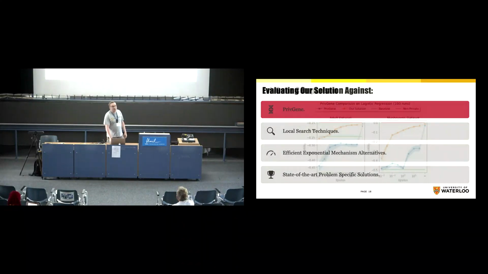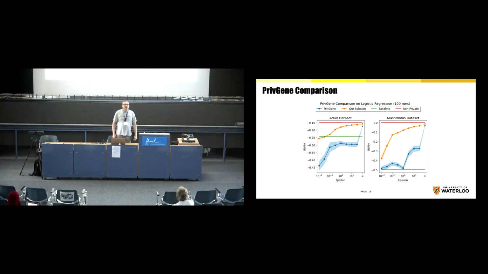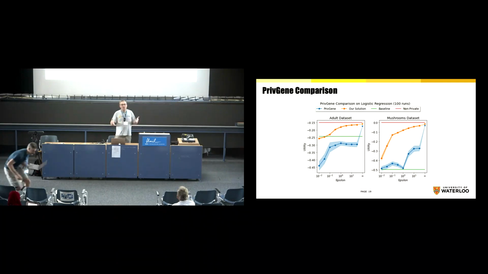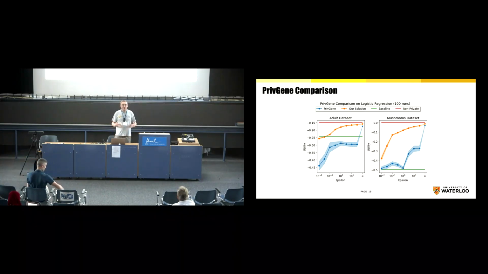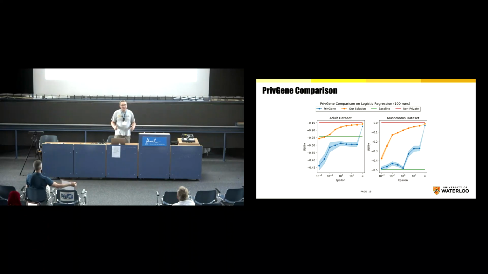Okay, so first of all, let's look at prior work. Here we have utility again on y and epsilon this time on the x. As we go higher on y, we get more utility, and as we go further on x, we get less private. And as you can see, across the whole range of epsilons, we beat this previous work significantly. We've fixed a lot of the problems. And that's great. Thank you.